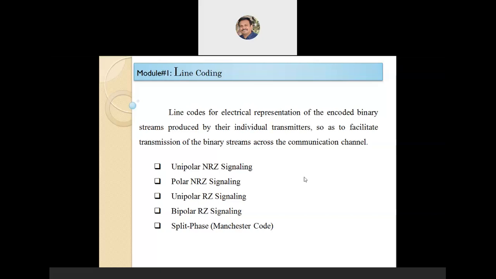In this session, the following line codes are discussed: unipolar non-return to zero signaling, polar non-return to zero signaling, unipolar return to zero signaling, bipolar return to zero signaling, and Manchester code, another name, split phase signaling.